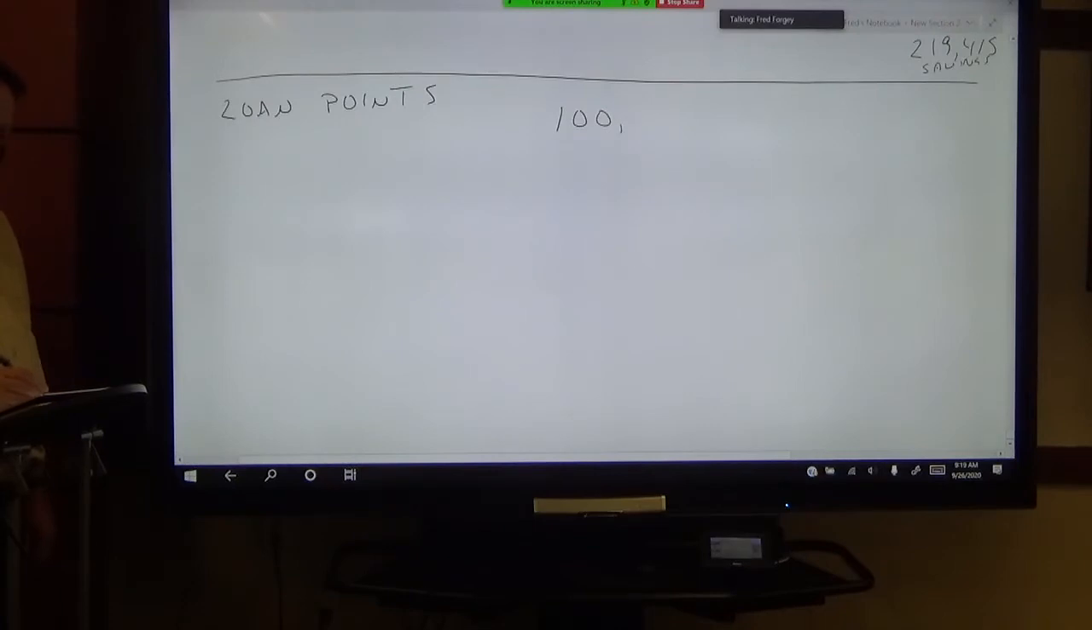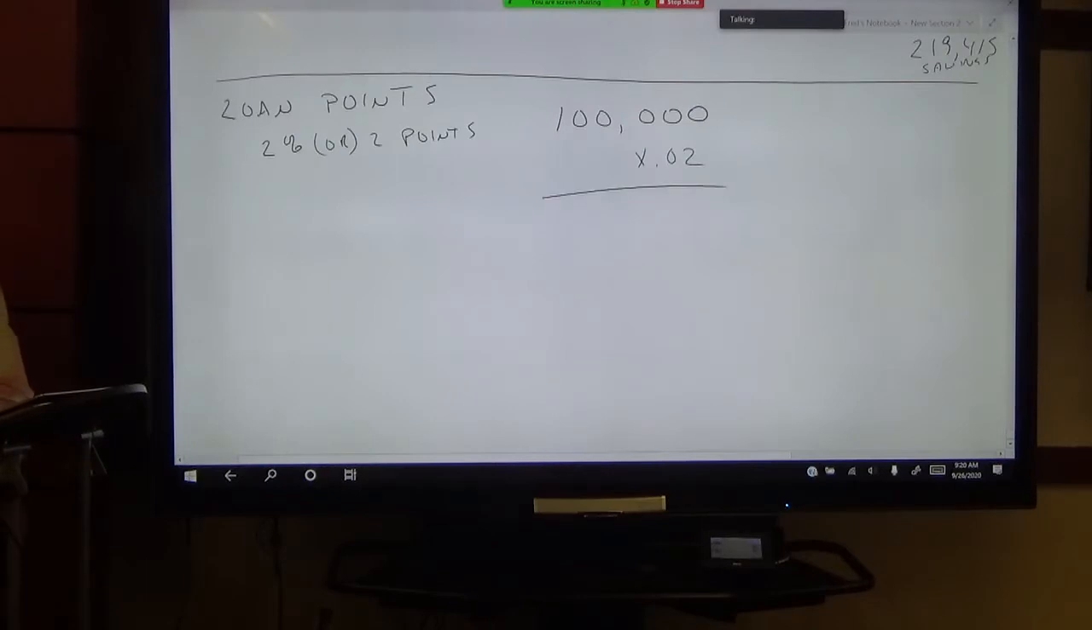Let's say that we've got a loan of $100,000, and that we want, as a lender, to charge 2% or 2 points. Okay? Well, 2%. That's $2,000 in loan fees, okay, that would be charged on this property, all right?